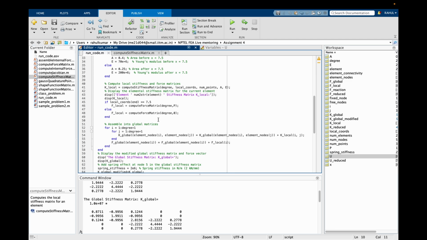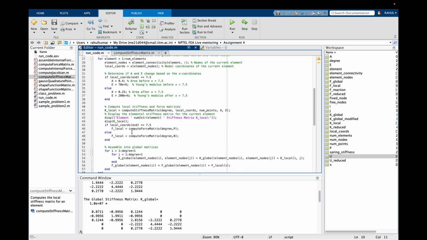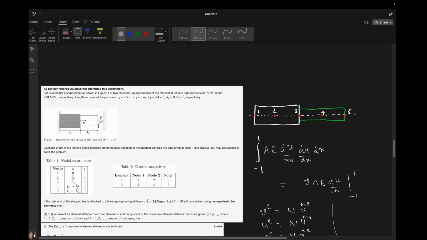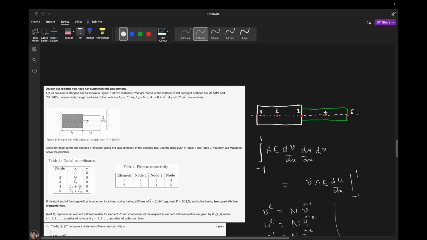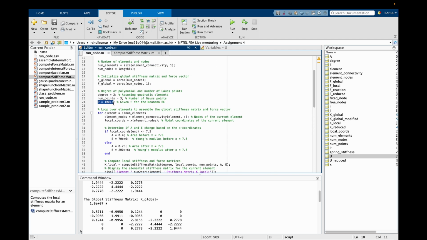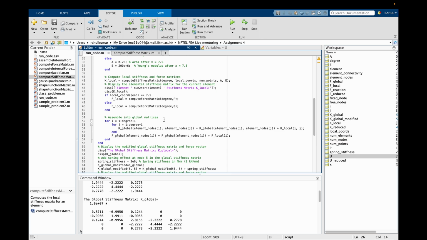And now here is also a condition, that is a force boundary condition, and because of that we have to also apply an if statement. What is that? If the local coordinate, which means for each element, if the end point of a particular element is 7.5, then F local will be computed by the compute force matrix function, and it will give a boundary condition, that is a force boundary condition. It will take a force P, which we have already taken as 10 kilonewton. Else, if that is not the element, then it will take 0.